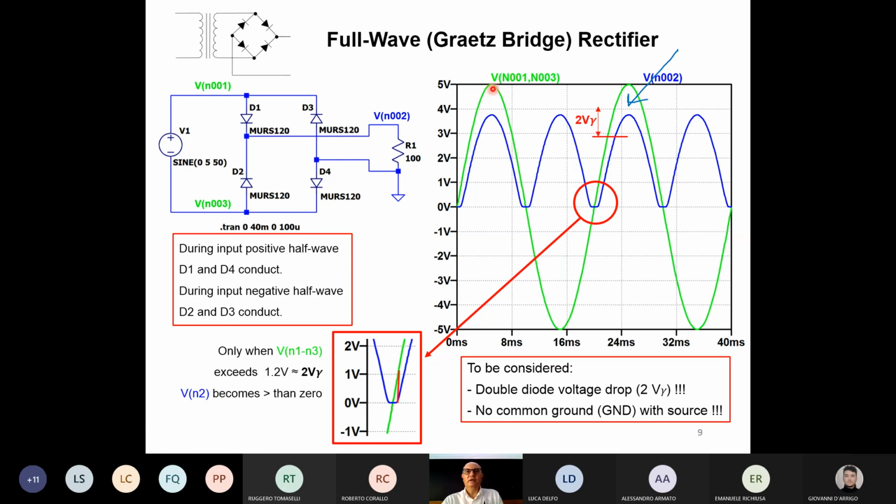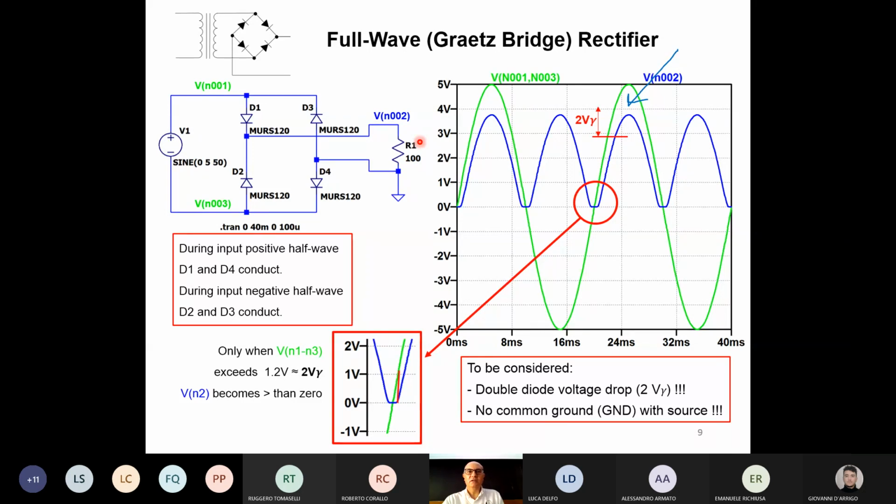If you look at here, you see that there is a difference between 5 volts and 3, let's say 6, for instance. 1.4 volts of voltage drop. This voltage drop is given by 2V gamma. This means that in some way the current going to the resistance R1 is going through 2 different diodes.